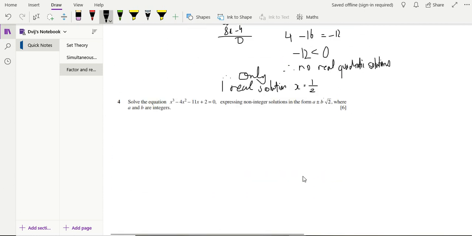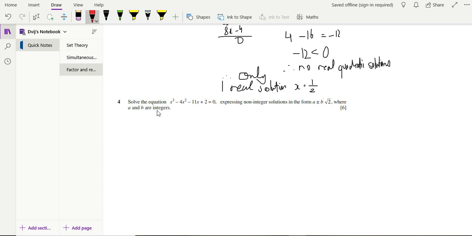And oh, we have one more. Okay, so this question: solve the equation x cubed minus 4x squared minus 11x plus 2 is 0, expressing non-integer solutions in this form. This should be pretty similar to the previous one, except what they expect you to do, kind of weirdly actually, is that since they don't give you a factor this time, you have to kind of guess which factor it is.